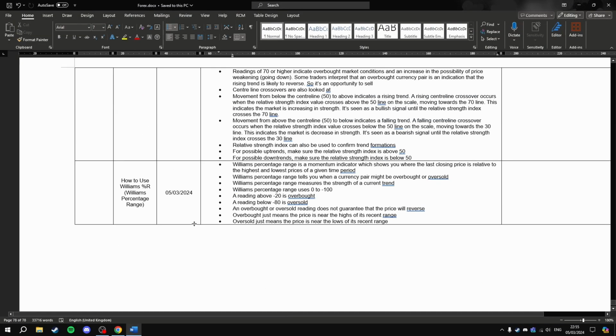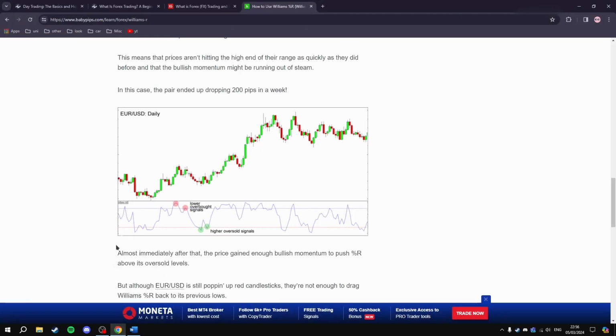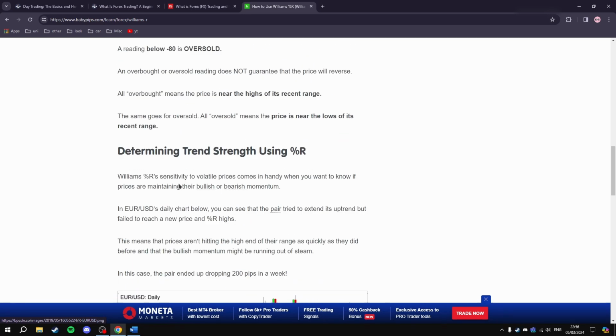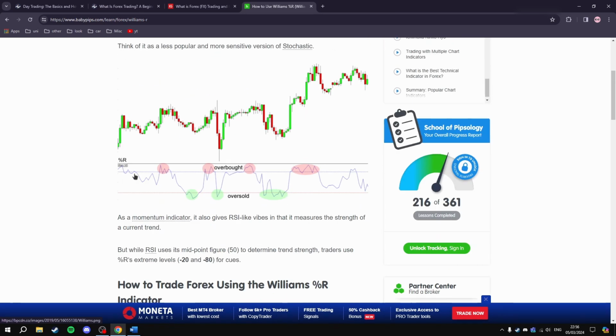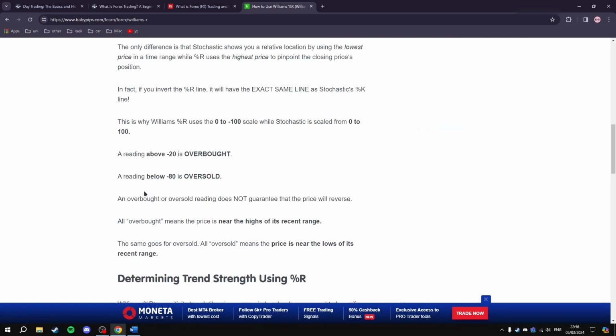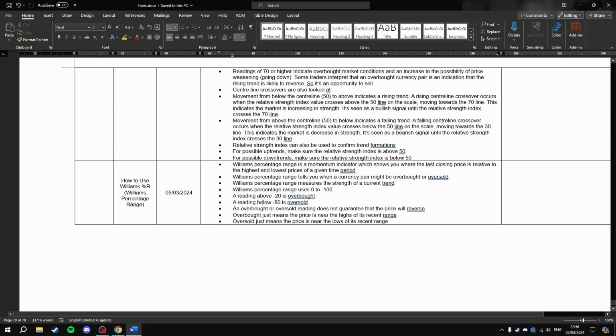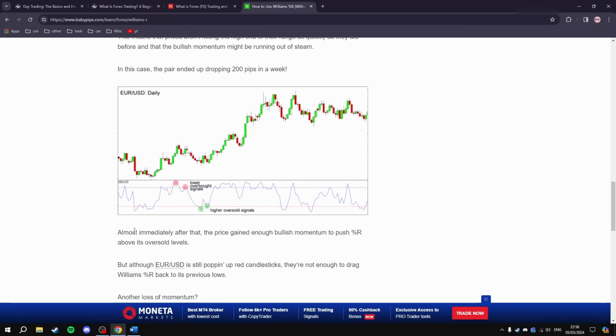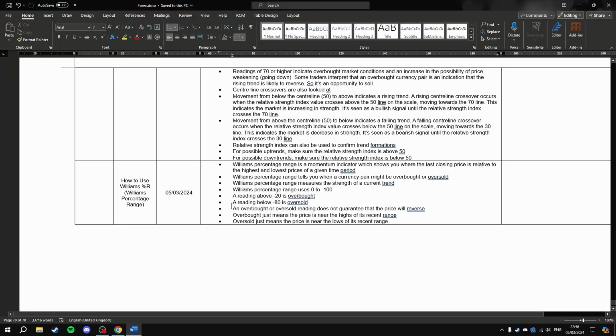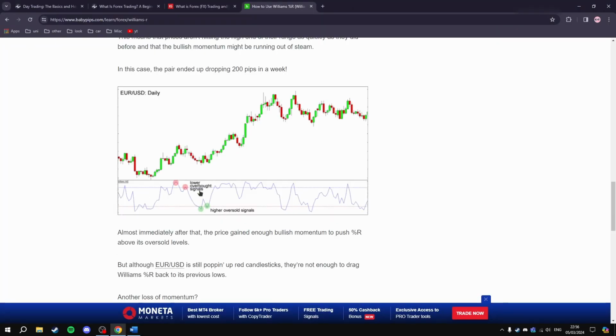A reading above -20 is overbought. Well, it's not exactly helpful when there's no scales on here. Below -80. I'm guessing that's -20, right? That's -80. Because it's overbought, yeah, that's overbought.